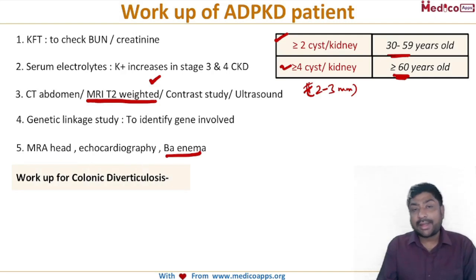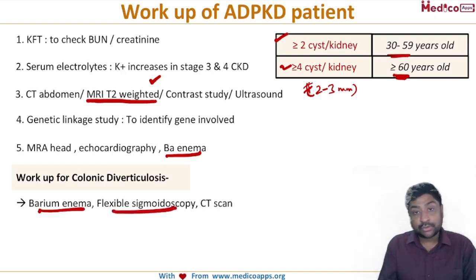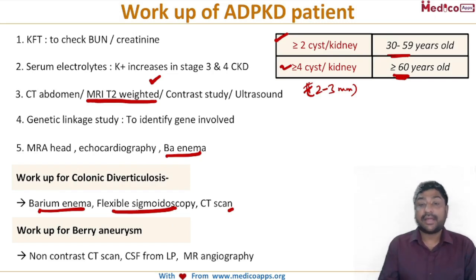What are the general workup for colonic diverticulosis? Again, very favorite question in examination. You can do an enema, you can do a sigmoidoscopy, and you can even go for a CT scan. What are the investigations you will specifically do for berry aneurysm? Because if they rupture, then there will be a subarachnoid hemorrhage, and you will lose the patient very fast. So non-contrast CT scan, we can do a CSF, and we can do an MR angiography. So this is the general workup which we do for these patients.